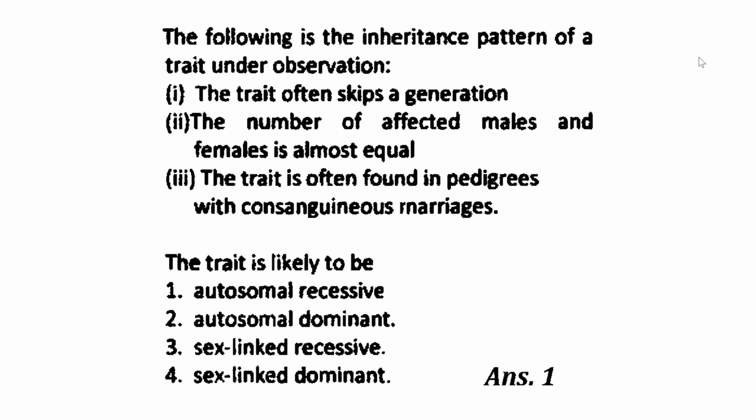See, the first character is that the trait often skips generations. While it is skipping generations, it cannot be the dominant one, so it is recessive. The number of affected males and females is almost equal, so it is not sex-linked. It is not biased. And the third is that the trait is often found in pedigrees with consanguineous marriage. So the trait is likely to be autosomal recessive. It's a very good question and important also.